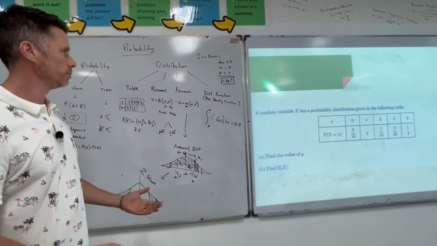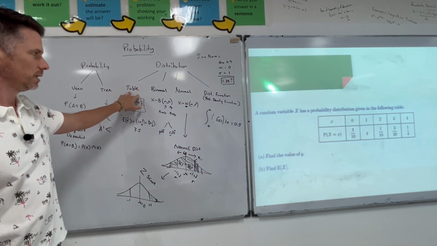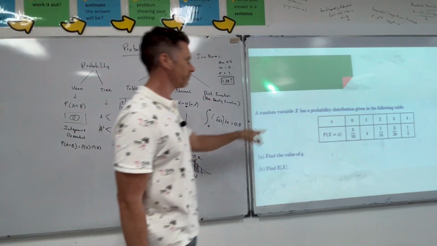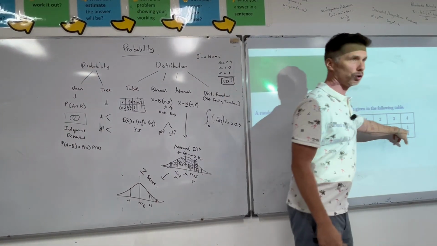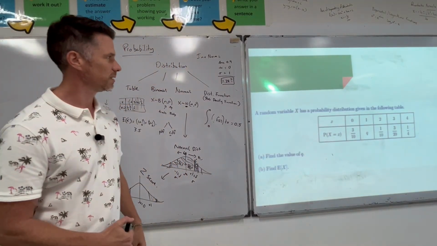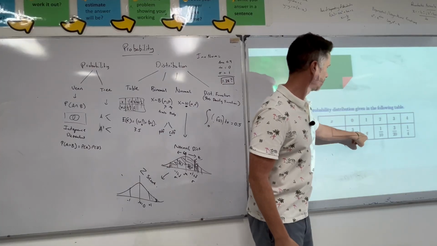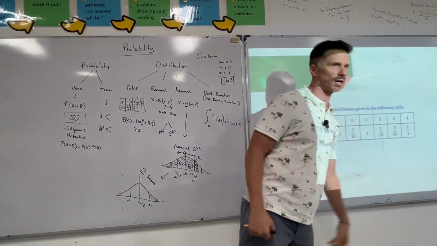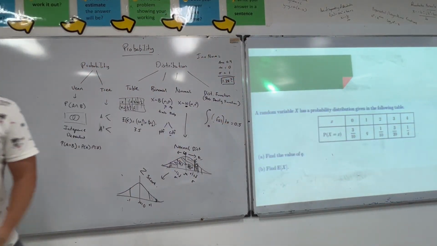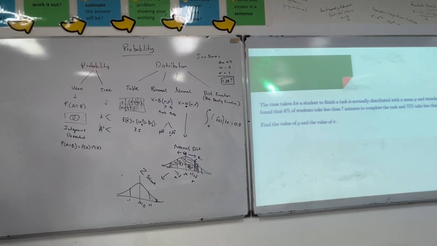Right, probability distribution. That is the table. I'm looking directly here at the table. Find the value of Q. I think, all right, these have to add up to 1. And then to find the expected value, it's this times this, this times this, this times this, this times this, add those answers together, and we have an expected value. Right? Let's move on. Light work, as they say.